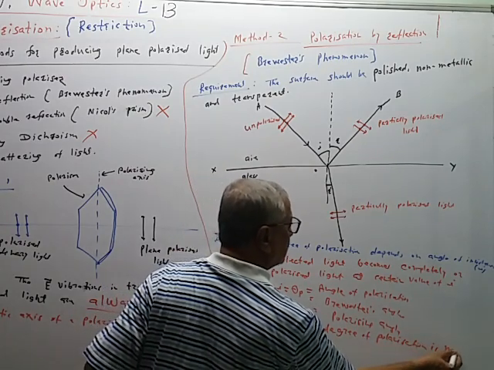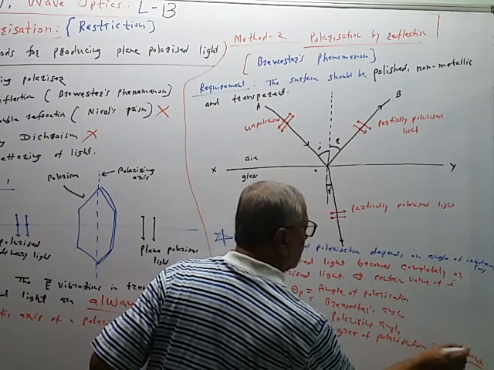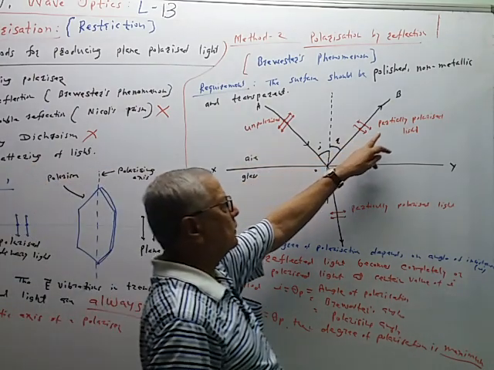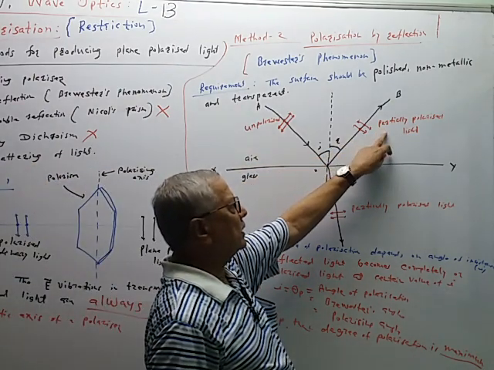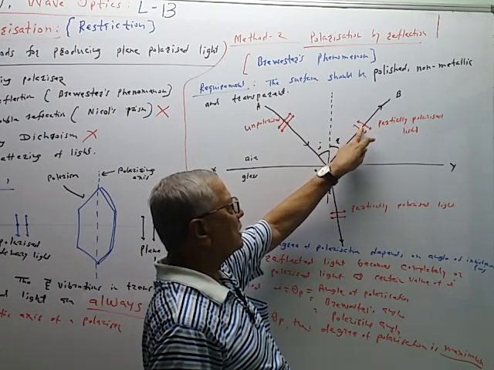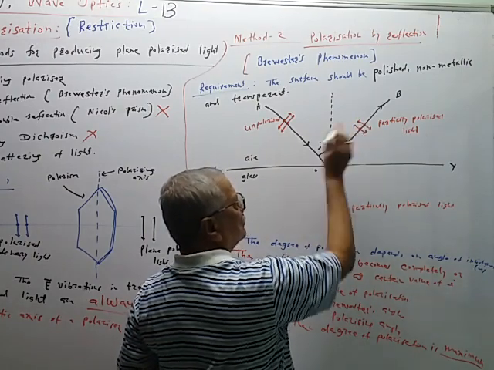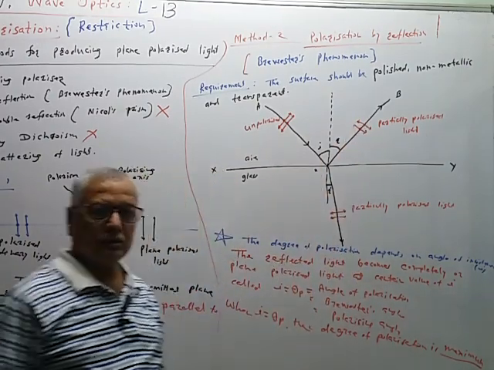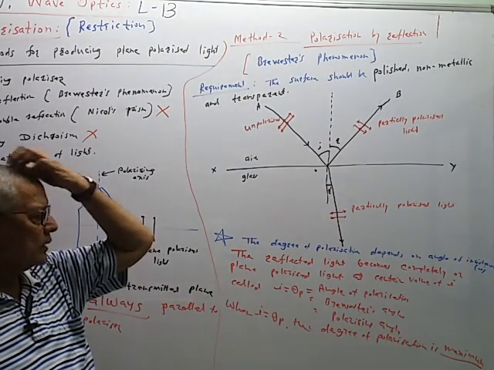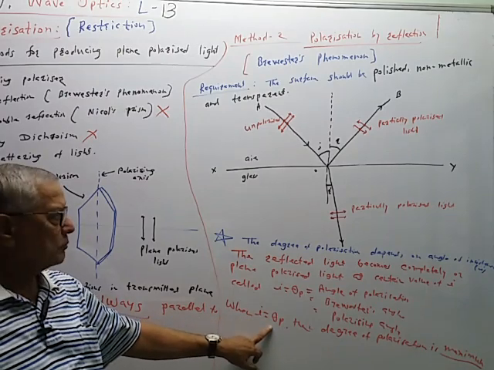The degree of polarization is maximum, and this light becomes plain polarized light, and in that case the electric field vibrations are parallel to the reflecting surface XY, so they are shown by dot like this. So this is the production of plain polarized light, but this is the condition: the angle of incidence should be adjusted equal to theta p.